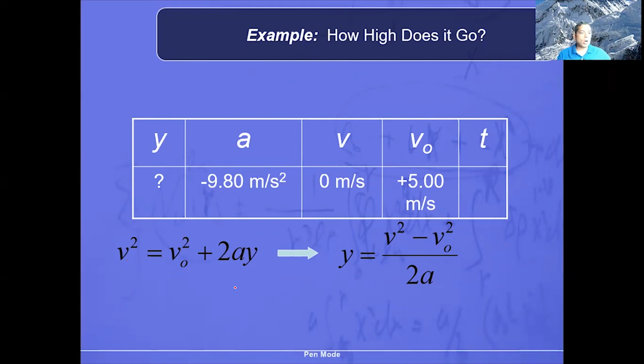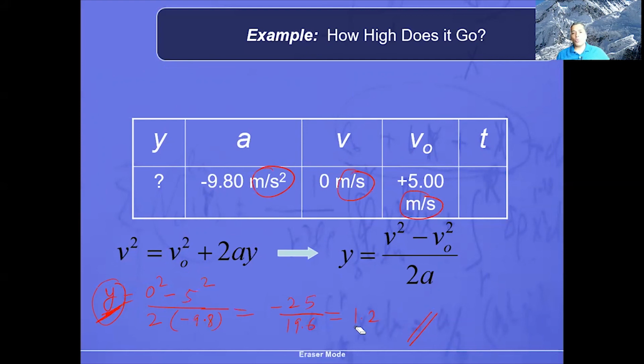Okay, so now let's plug in the values. That's all. So what is your y now? y is v squared, which is 0 squared, minus v0 squared, 5 squared, divided by 2 times a, minus 9.8. If you do that, negative 25 divided by negative 19.6, this gives me 1.28 meter, right? How do I know this is meter? Because my acceleration is meter per second squared and velocity is meter per second. That's why your y, which is displacement, happens to be meter.